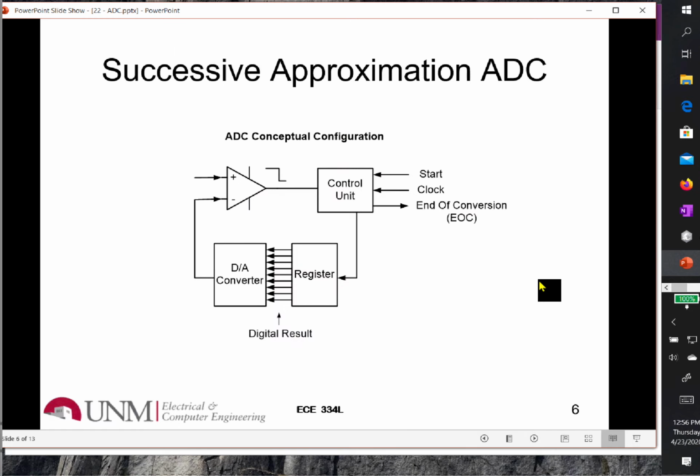And so the way that it works is as follows. So we have our op-amp here that is basically going to compare.